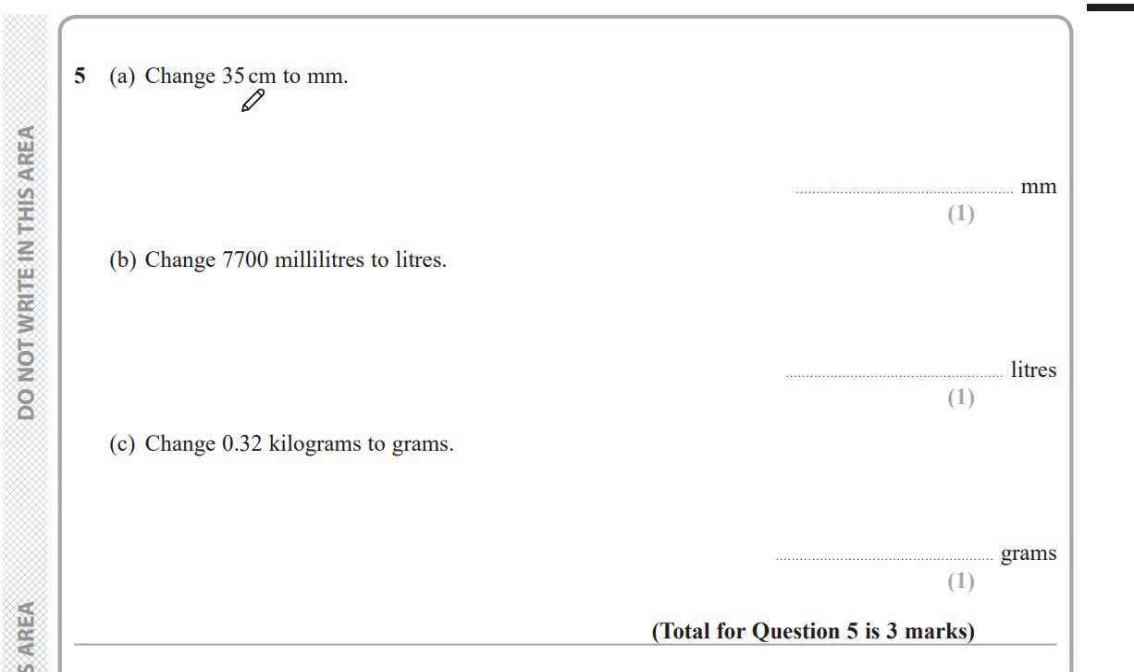Change 35 centimeters to millimeters. So we need to multiply by 10, because 10 millimeters equals 1 centimeter. So this is going to be 350.